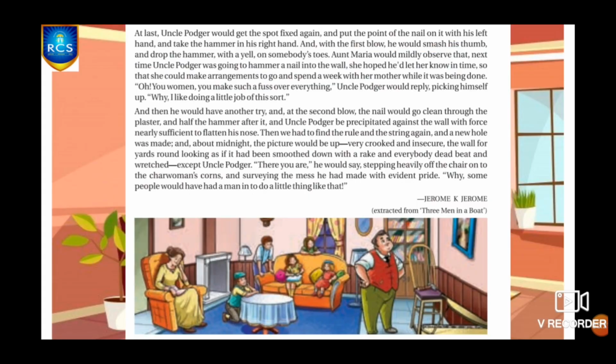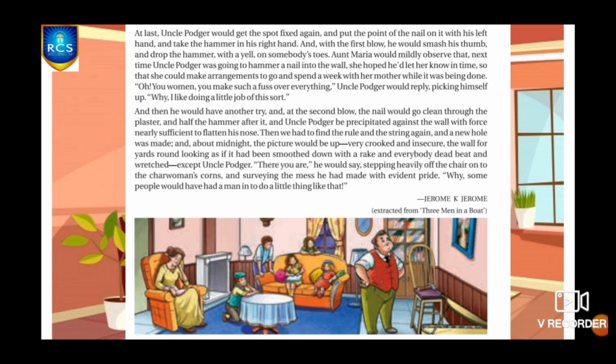And at last Uncle Podger would get the spot fixed again and put the point of the nail on it with his left hand and take the hammer in his right hand. And with the first blow, he would smash his thumb and drop the hammer with a yell on somebody's toes. Aunt Maria would mildly observe that next time Uncle Podger was going to hammer a nail into the wall, she hoped he would let her know in time so that she could make arrangements to go and spend a week with her mother while it was being done. "Oh, you women, you make such a fuss over everything," Uncle Podger would reply, picking himself up, "while I like doing a little job of this sort."